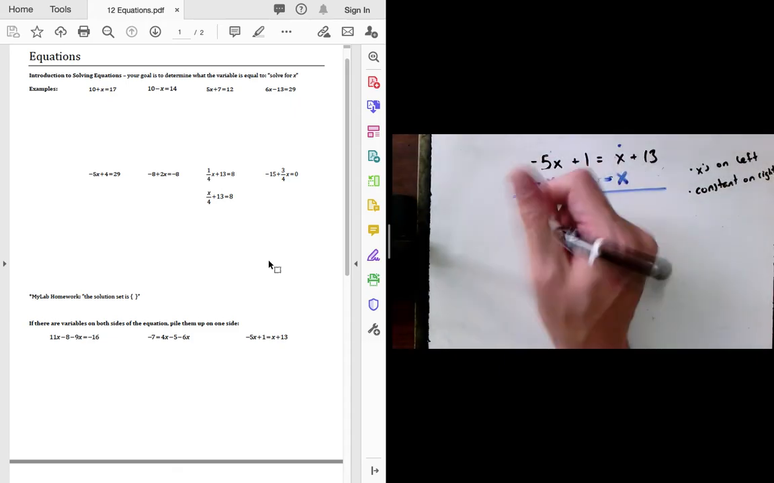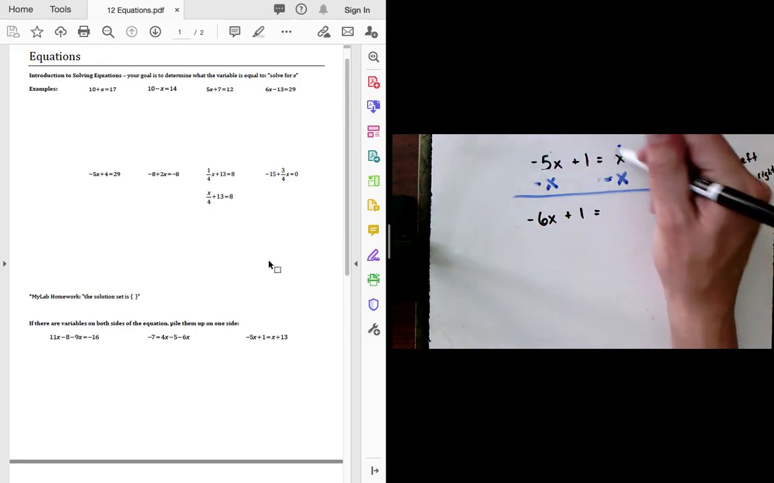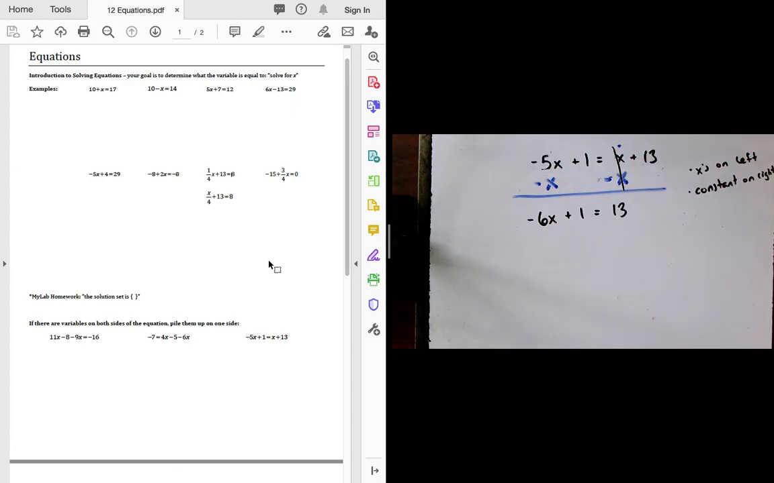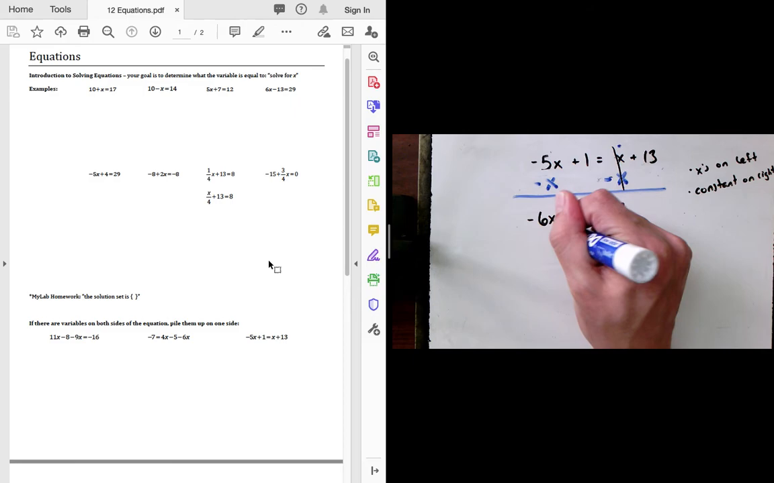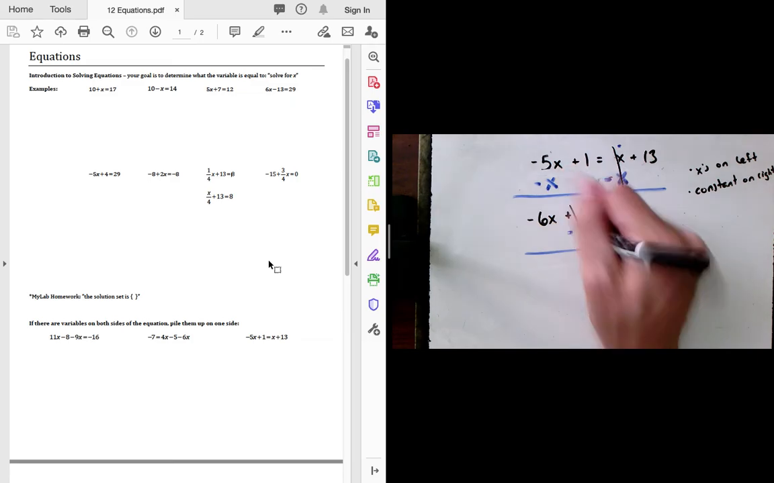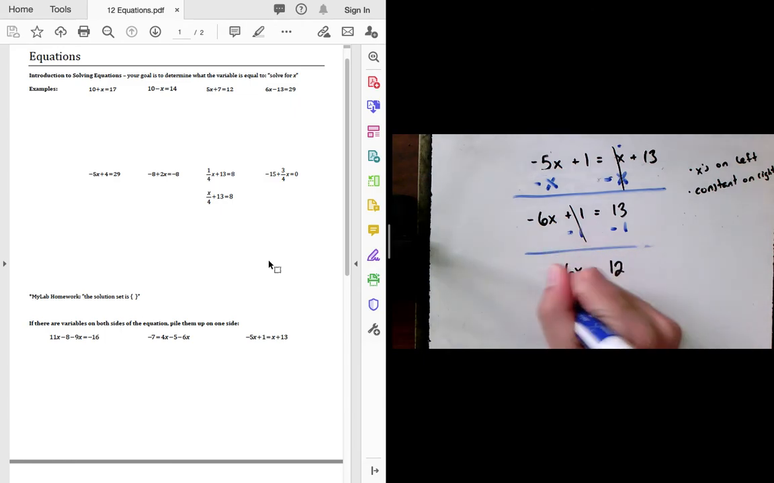When I do that, I get negative 6x on the left-hand side. I still have plus 1 equals. On the other side, my x moved, so I don't have it there. All I have on the right-hand side right now is 13. Now it looks a lot more familiar. We know we need to move this 1 out of the way. To do that, we subtract 1 from both sides. I get negative 6x is equal to a positive 12. And then to get x completely by itself, I divide both sides by negative 6. And this gives me x is equal to negative 2.